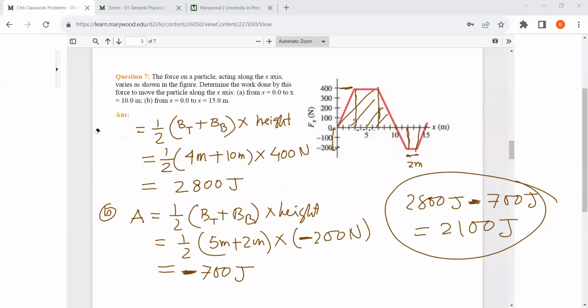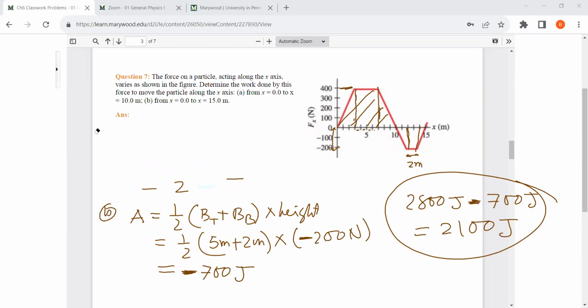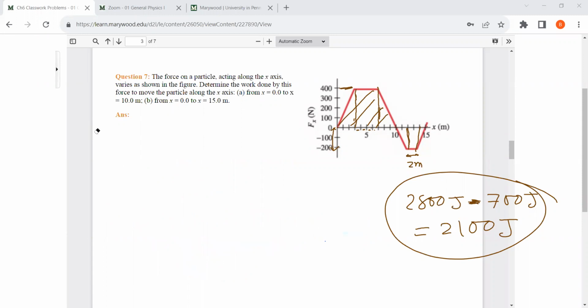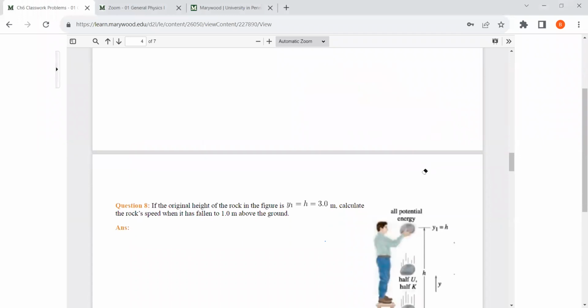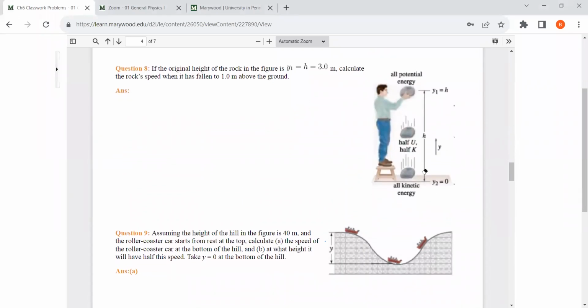All right, so let's try this one and the next one, and then the rest of the things we will be doing in the next class.